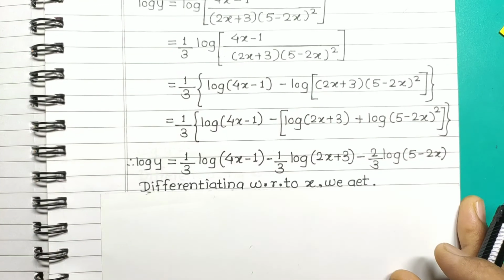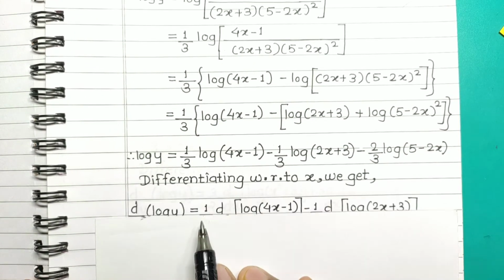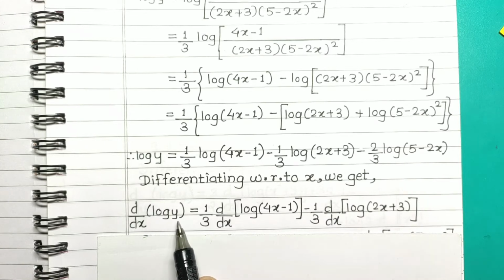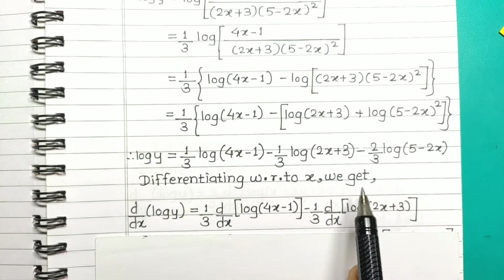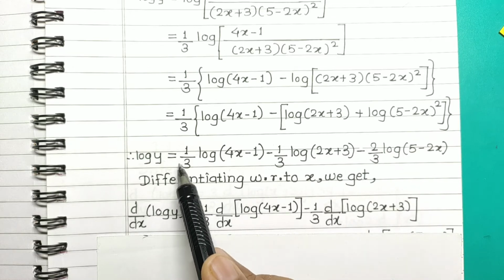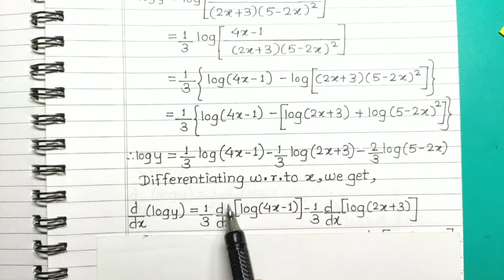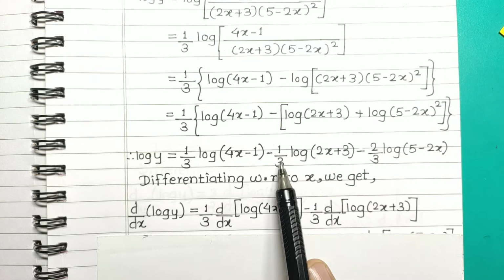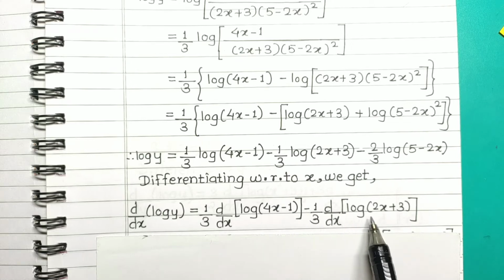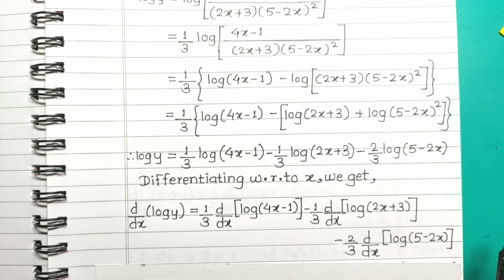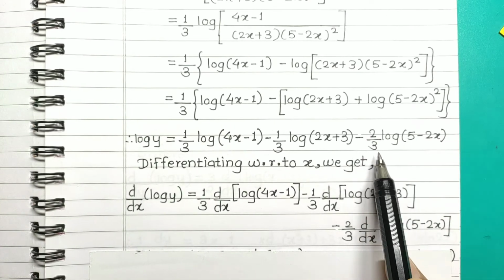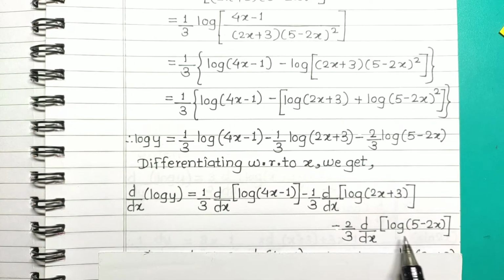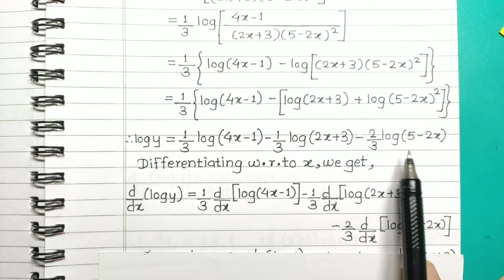Okay, now differentiating with respect to x, we get d by dx of log y is equal to, see, I have skipped one step, d by dx of this whole term. So I have written those terms separately. See here, 1 by 3 into d by dx of log of 4x minus 1. Then in the next term, minus 1 by 3 is a constant into the derivative of log of 2x plus 3. And see, for the last term, minus 2 by 3 is a constant into the derivative of log of 5 minus 2x.